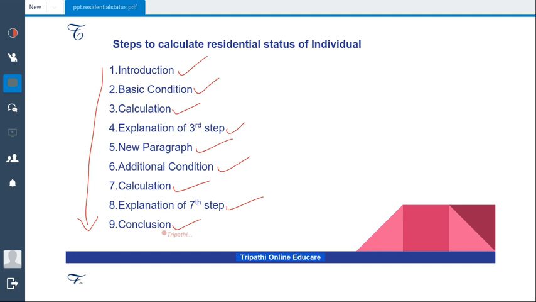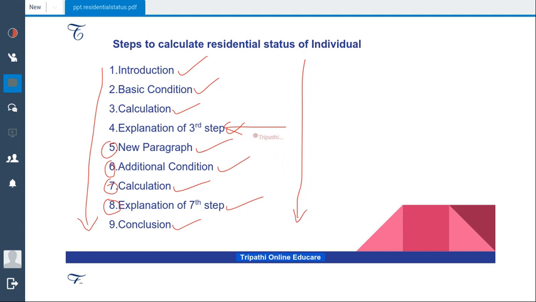Why? Now, why are we going for the fifth, sixth, seventh, and eighth steps? Because he became resident of India. So here you are saying that he became resident of India, and in the conclusion you are saying that he is non-resident of India. So it will be wrong. So if you are following all these steps, your conclusion should be either resident and ordinary resident, or resident but not ordinary resident. It cannot be non-resident of India.